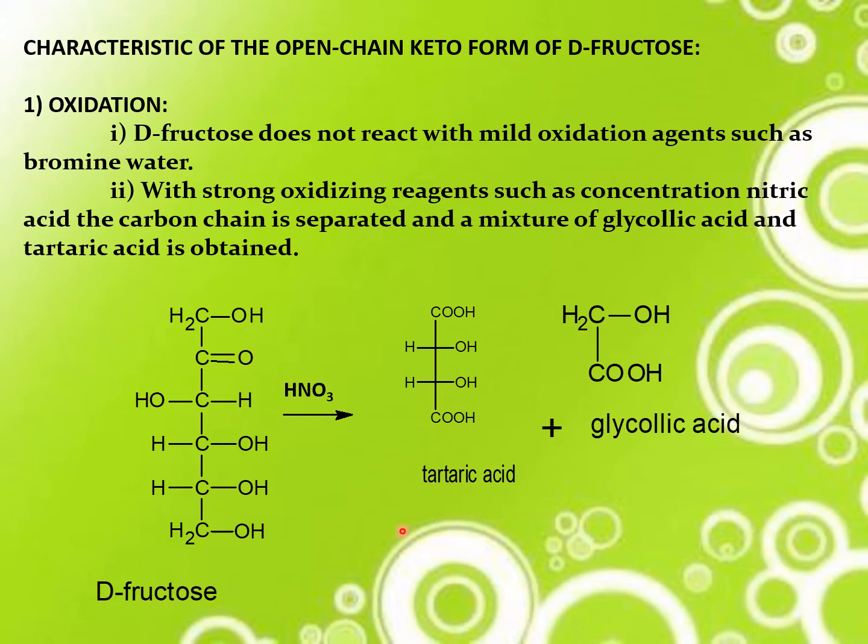Now we will see the reaction. As we said, this is the structure of D-fructose and it contains 5 OH groups and a keto group at the carbon 2 position. On reaction with nitric acid, this will give tartaric acid and glycolic acid. The cleavage takes place at this position, that is between C2 and C3. So these 4 carbon atoms are separated as tartaric acid and these 2 carbon atoms are separated as glycolic acid.